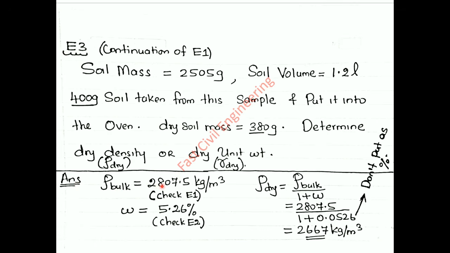Bulk density is 2087.5 kilogram per meter cube. This is the answer of example 1, total mass over total volume. W is equal to 5.26 percent. Check example 2: same 400 gram soil, 380 gram dry soil. This is the standard equation: dry density is equal to bulk density over 1 plus moisture content. Check previous slides. Then 2087.5 divided by 1 plus 0.0526. This one should be in decimal, not percentage. Okay, the answer is 2667 kilogram per meter cube.